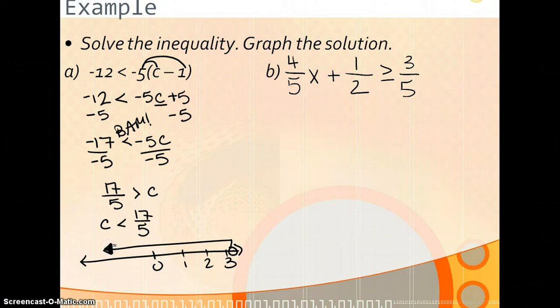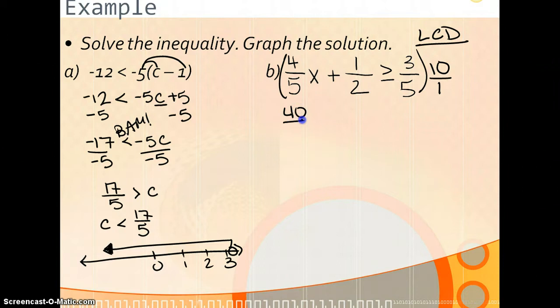So B is 4/5 x plus 1/2 is greater than or equal to 3/5. As I have mentioned multiple times in class, I am very much aware of how much you all dislike fractions. The easiest way to remove them is to multiply through by the common denominator, specifically the lowest common denominator. So between 5 and 2, the lowest common denominator would be 10. So you're going to multiply by 10 over 1.